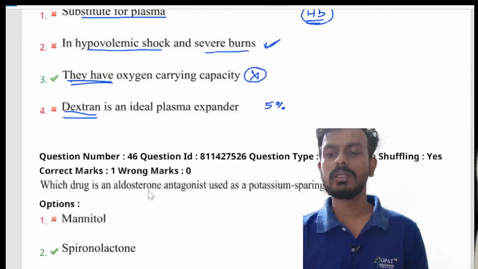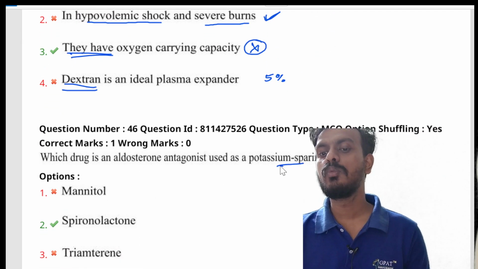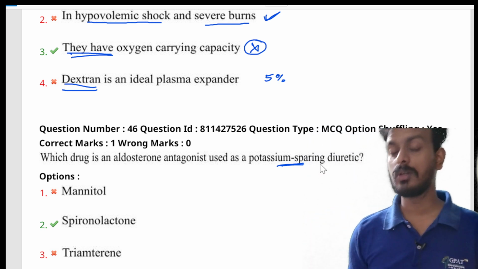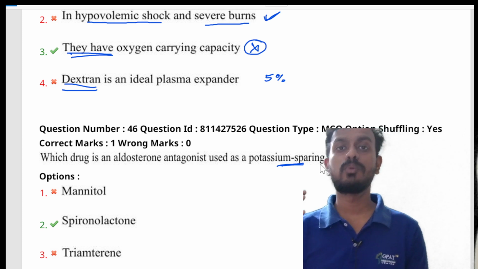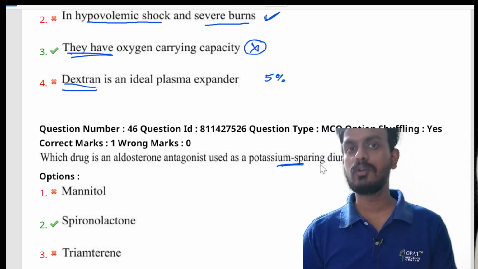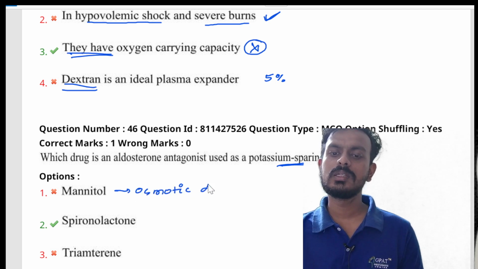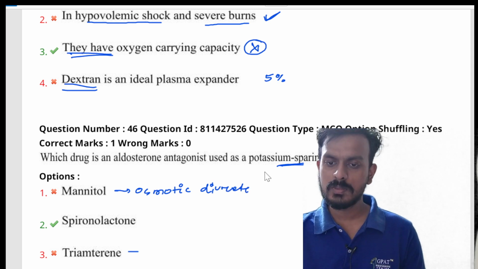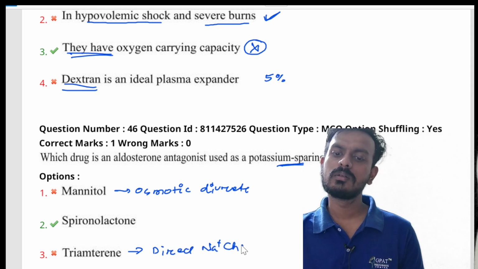Moving to the next question: which drug is an aldosterone antagonist used as a potassium sparing diuretic? The question is asking which of the following is a potassium sparing diuretic and an aldosterone antagonist. Mannitol is not, because it is an osmotic diuretic. Triamterene is a potassium sparing diuretic, but it is a direct sodium channel inhibitor.